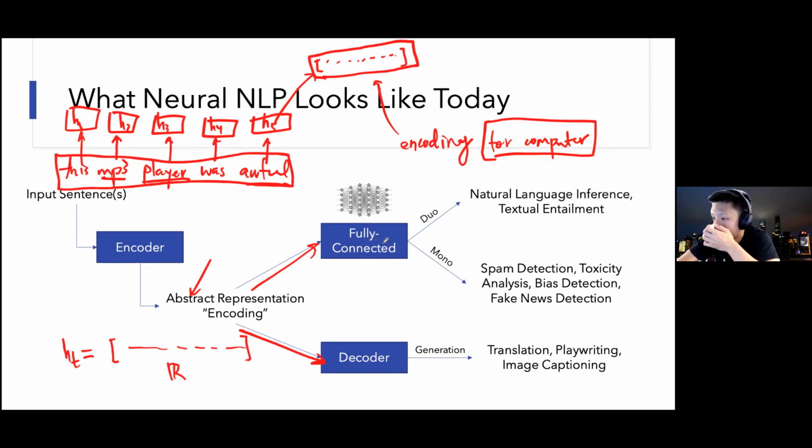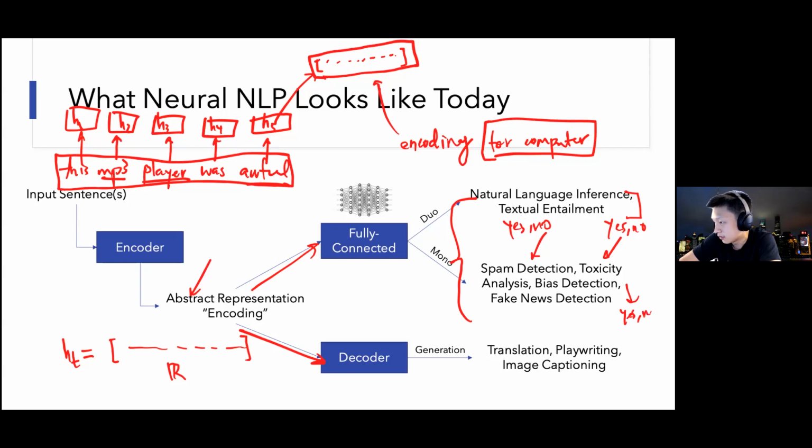But your fully connected layer will give you a set of classifications, right? And all of these are classification problems. I won't talk specifically about these, just know that they exist, NLI and textual entailment. Don't worry too much about what those mean. But here, it's very obvious, right? We're trying to do spam detection. So this is a classification of yes or no. Toxicity analysis, yes or no. Bias detection, it's sort of like yes or no. Fake news detection, yes or no.